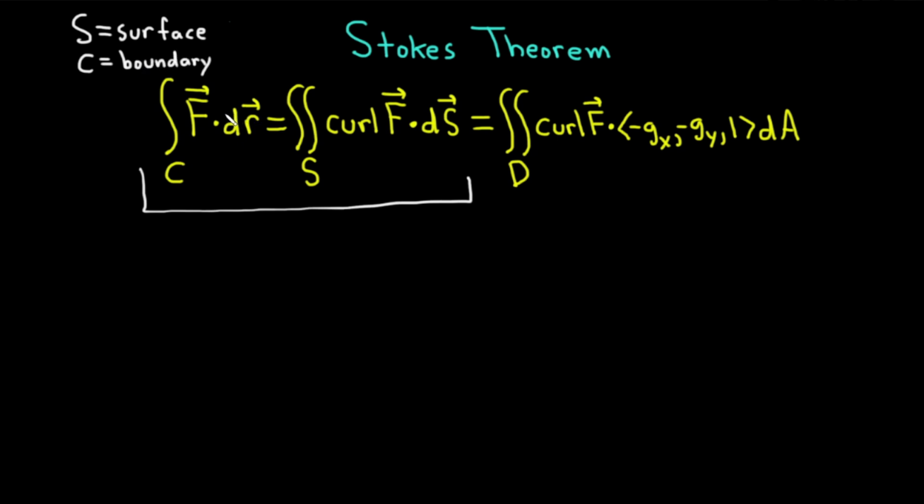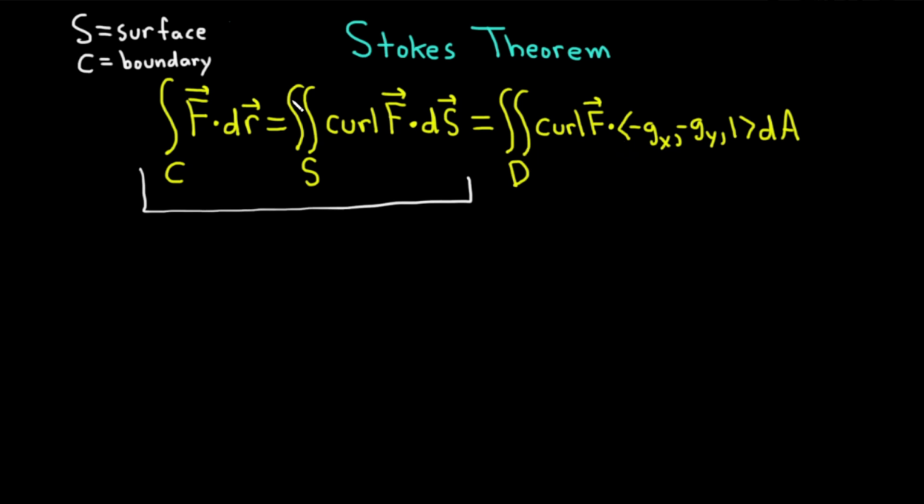So Stokes' theorem creates a relationship between line integrals and surface integrals. Over here on the right, we have a double integral over D of curl F dot the vector negative g sub x, negative g sub y, 1, and then dA. So this is a formula that is found in most textbooks. Sometimes you have to hunt for it, but this is the one we're going to use.